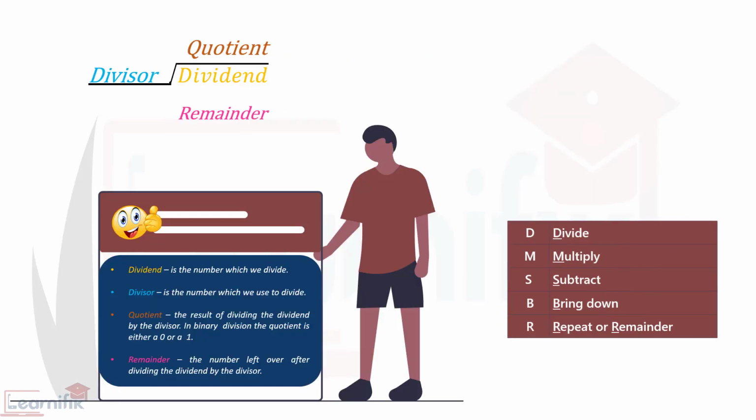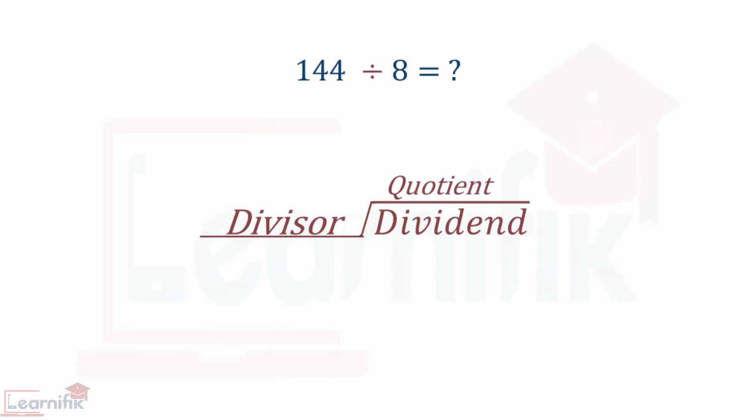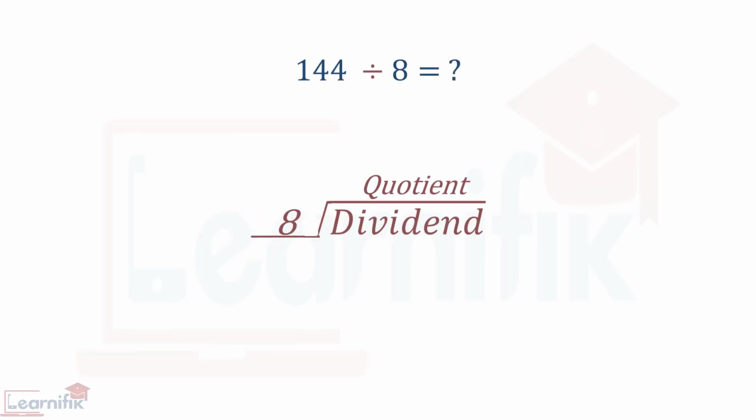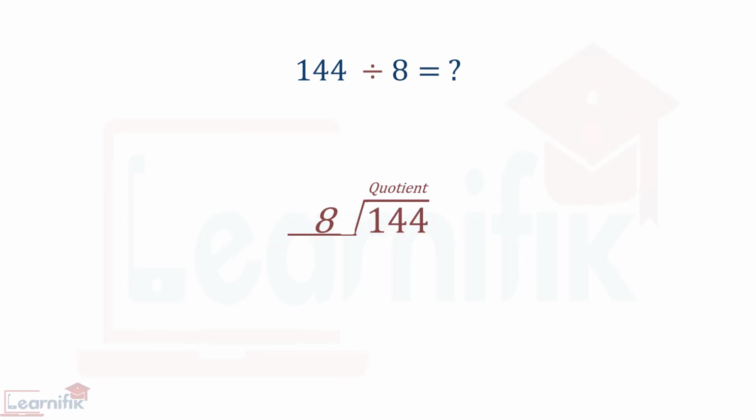Once you know these terms and the 5 steps, we can begin dividing. Let's recall how to solve long division problems by dividing decimal numbers first. Let's do this example, 144 divided by 8. Now, what is a divisor and what is dividend? 8 is divisor, while 144 is dividend. I know you got that right. So write it down this way.